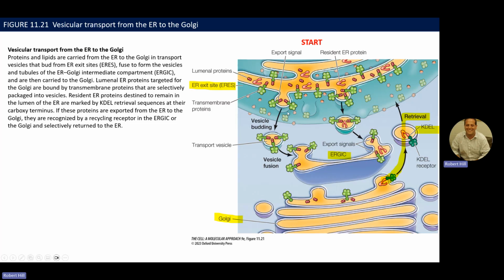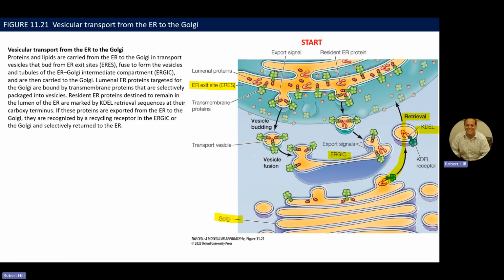So obviously they can go to the Golgi. We've talked about that. They can go to the plasma membrane. They can go to the Golgi and then the plasma membrane. They can go to the Golgi and then a lysosome. But before the Golgi, there is this ERGIC site, which you can almost think of as a pre-Golgi.